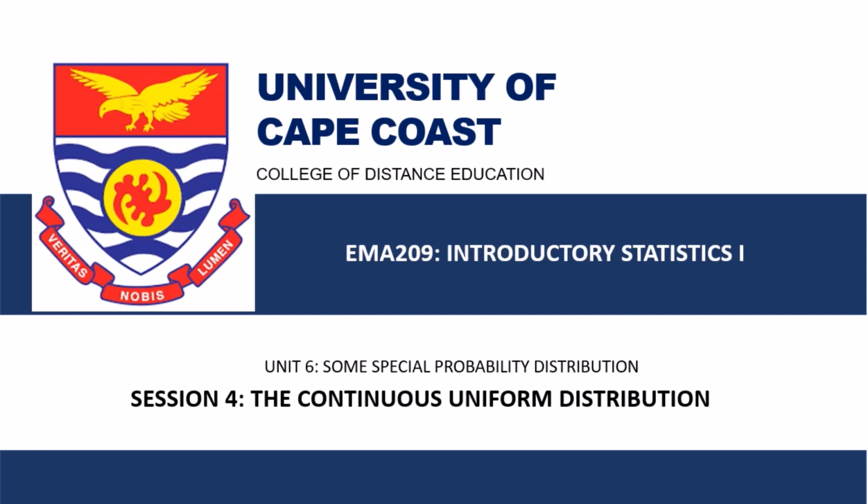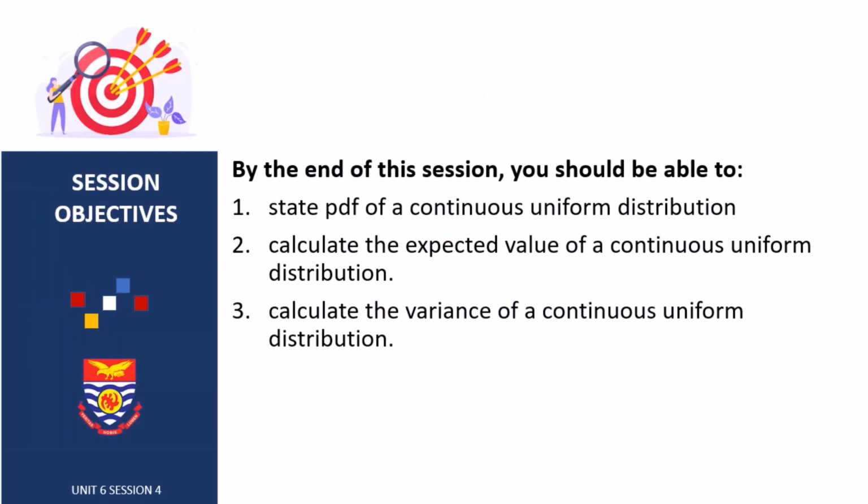Once again, we are now on session 4 of Unit 6. As we said earlier, from session 3 to session 4, we'll start with continuous distributions. So what is the first continuous distribution we are going to consider? That's the continuous uniform distribution.